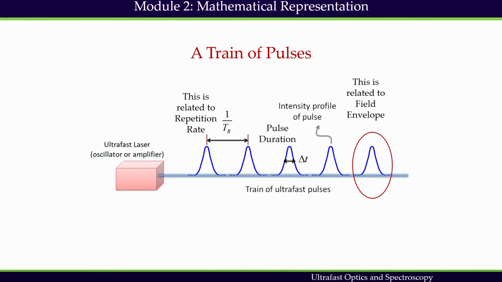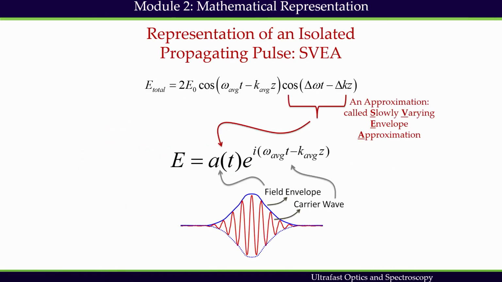However, we must remember that from any ultrafast source, it could be an oscillator, it could be an amplifier, we produce a train of pulses, just the way we have shown here, a number of pulses coming at a particular repetition rate. These trains of pulses will always have slowly varying and fast varying oscillations, which is represented by this equation. This is the fast varying component, this is the slowly varying component.